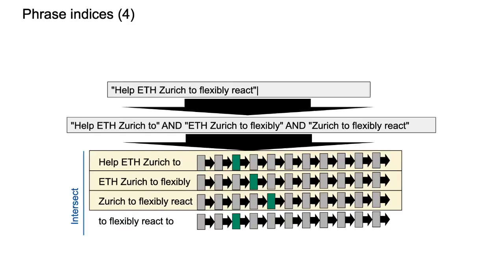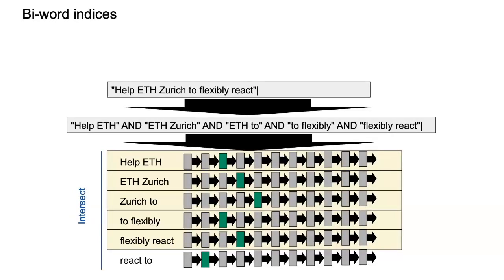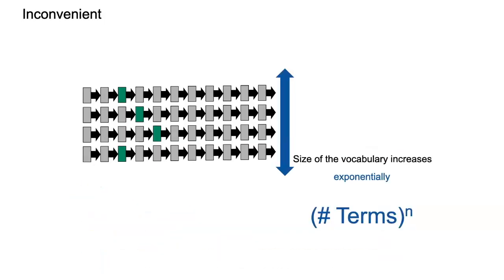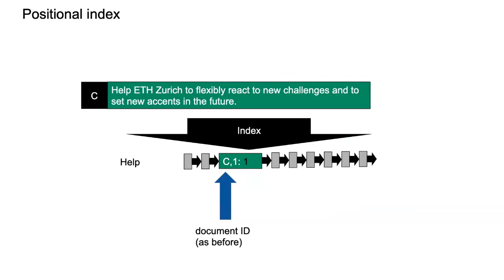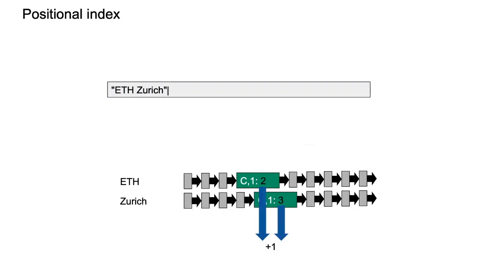All right. So two solutions: the positional index and the keyword indices. These are the two ways of implementing the phrase search. Positional index I already talked about, positional posting with the positions in there. And you see, for example, if you're looking for ETH Zurich, you have document C where ETH is at position 2 and Zurich at position 3. So here you know that ETH is followed by Zurich, and that's fine.